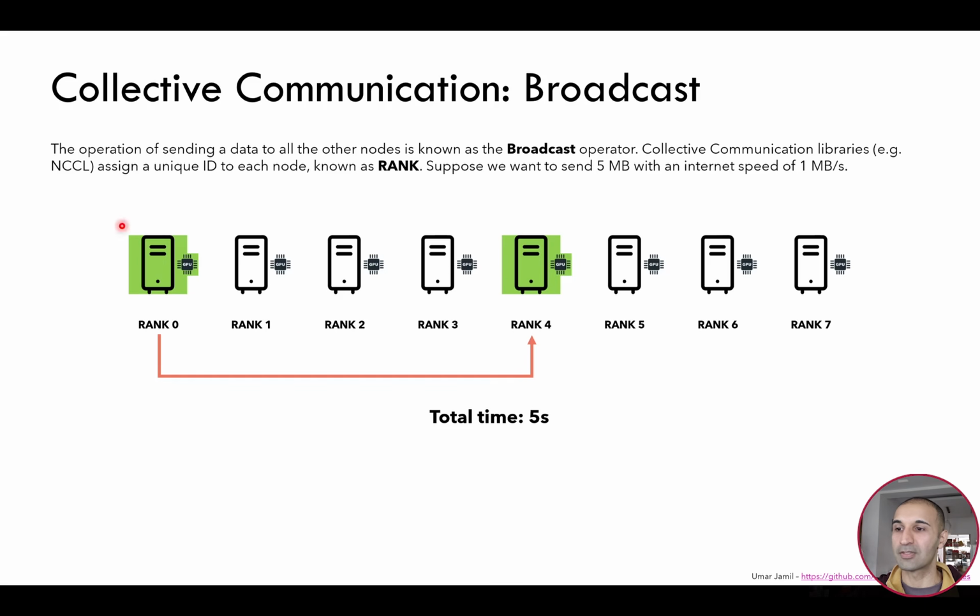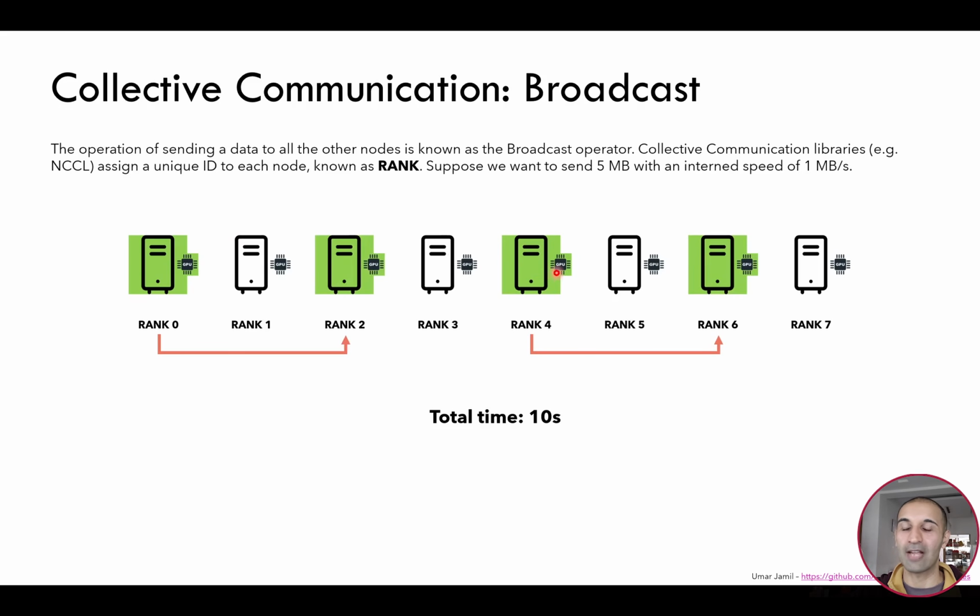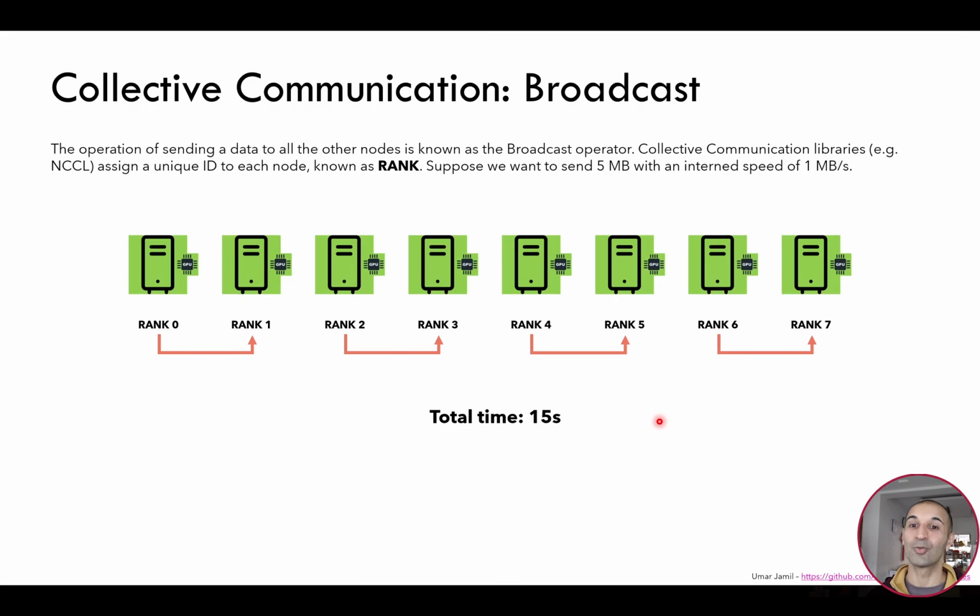The first thing you do is, you are here, so you have the file, you send it not to this friend here, but to the rank number 4. At the next step, we realize that rank 0 and rank 4 have the file, so they can send simultaneously to another friend. So rank 0 now will send it to rank 2, and rank 4 will send it to rank 6. But now we realize that rank 0, rank 2, rank 4, and rank 6 all have the file, so they can simultaneously send it to another friend. So in total, it will take 15 seconds to distribute your initial file to all the 7 friends, compared to the 35 seconds with the point-to-point communication.